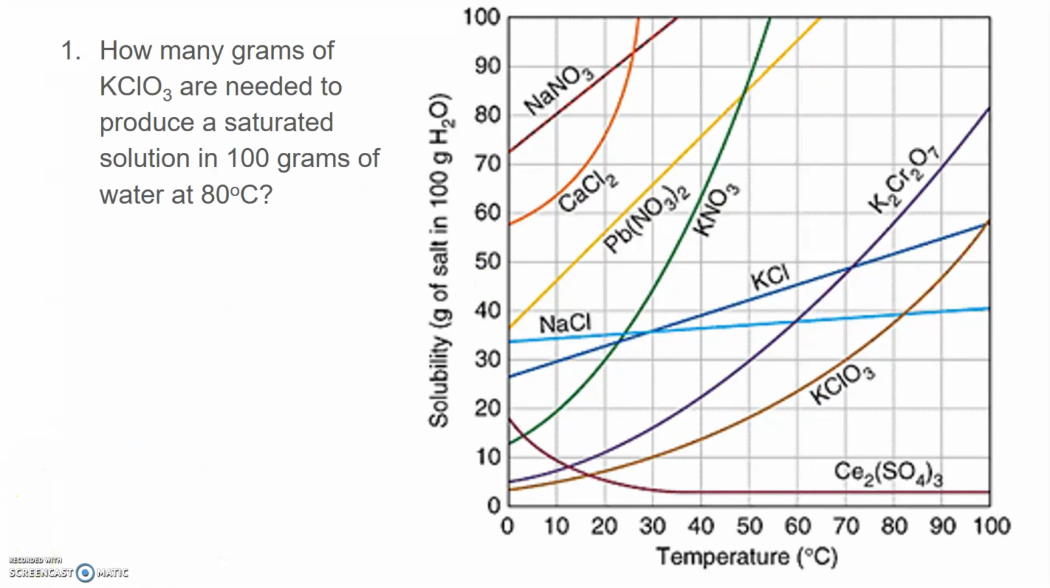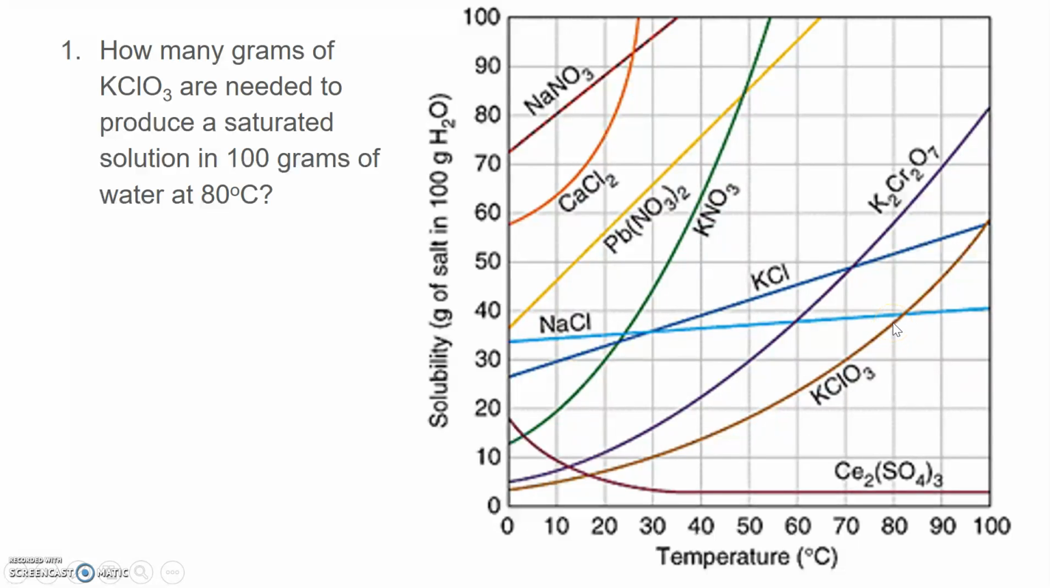All right, so let's look at this example then. Here we're trying to find how many grams of KClO3 are needed to produce a saturated solution in 100 grams of water at 80 degrees Celsius. So we're going to come over to our solubility curves, go over to 80 degrees. We know we want to be saturated, so we're going to find at what point that line of KClO3 crosses 80 degrees. And we're going to see that to be right here.